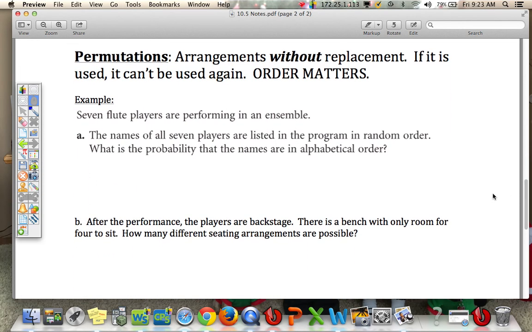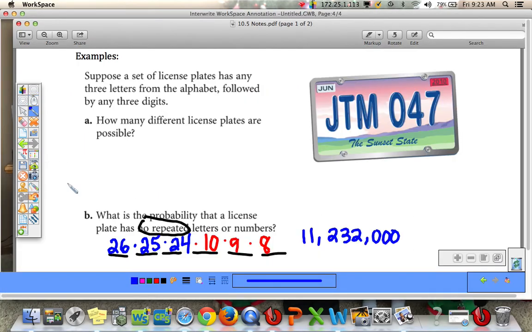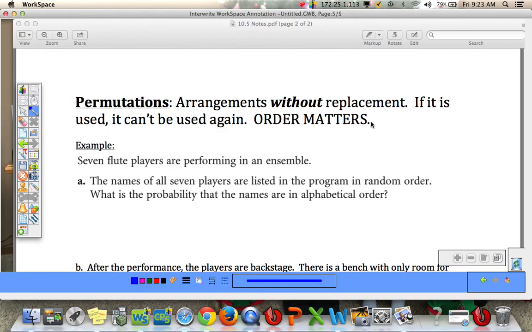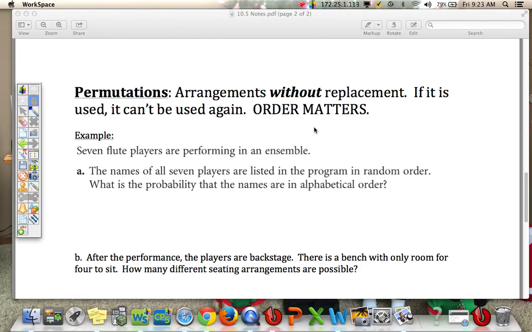A permutation, so here's our definition for today. A permutation is an arrangement without replacement. If it is used, it cannot be used again. So it was like our previous example here. This is a permutation because we're not repeating. If we use it once, we cannot use it again. Order matters, and what that means is ABC is not the same thing as CBA. So these would be 2 different arrangements. They don't count as the same thing. So here's an example of a permutation when order matters.